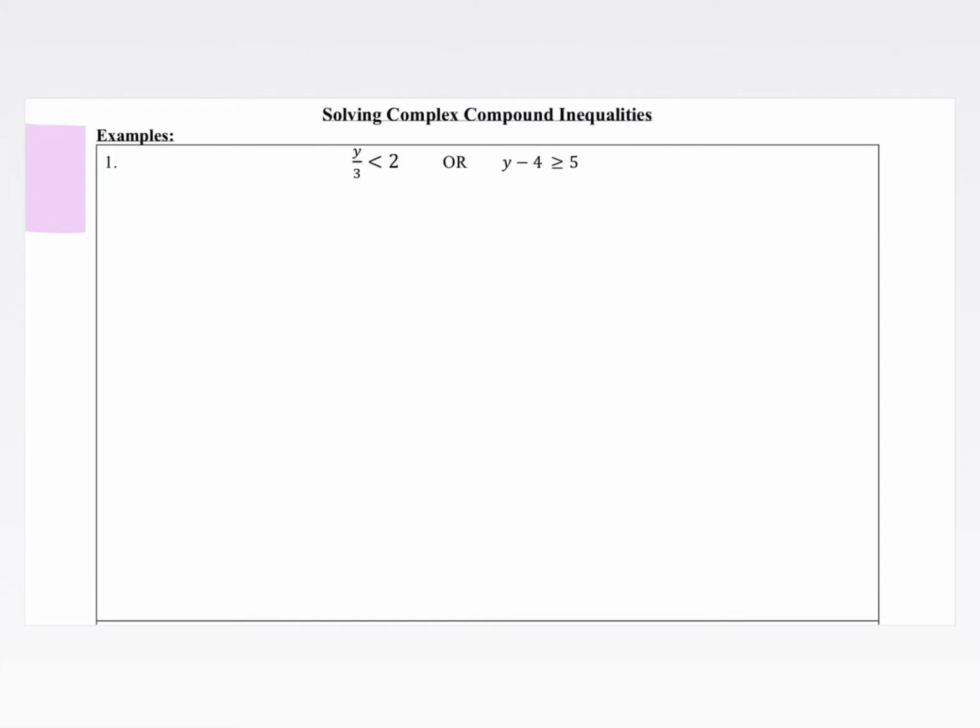So we're going to multiply both sides by 3. On the left-hand side, this is really 3 over 1, and it reduces, and we're just left with y. On the right-hand side, we have 2 times 3, which gives us 6. Now, because we multiplied by a positive number, our inequality remains true.